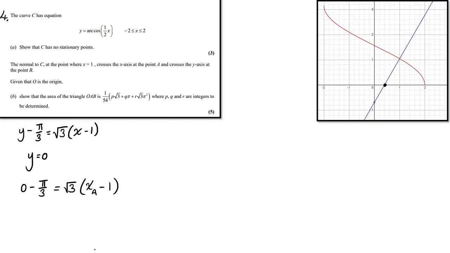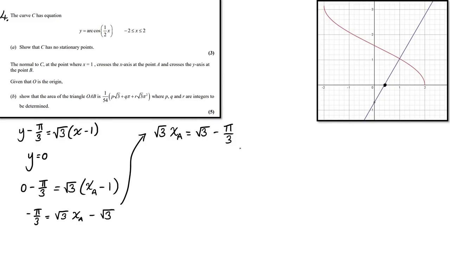Okay, so we need to solve now for xa. There's probably quicker ways of doing this. I'm just going to expand here, so I get minus pi over 3 on the left hand side is equal to root 3 xa minus root 3. Okay, so now adding root 3 to both sides, what we get here is root 3 xa is equal to root 3 minus pi over 3. So let's just make sure I've not made any mistakes here. It's very easy to do.